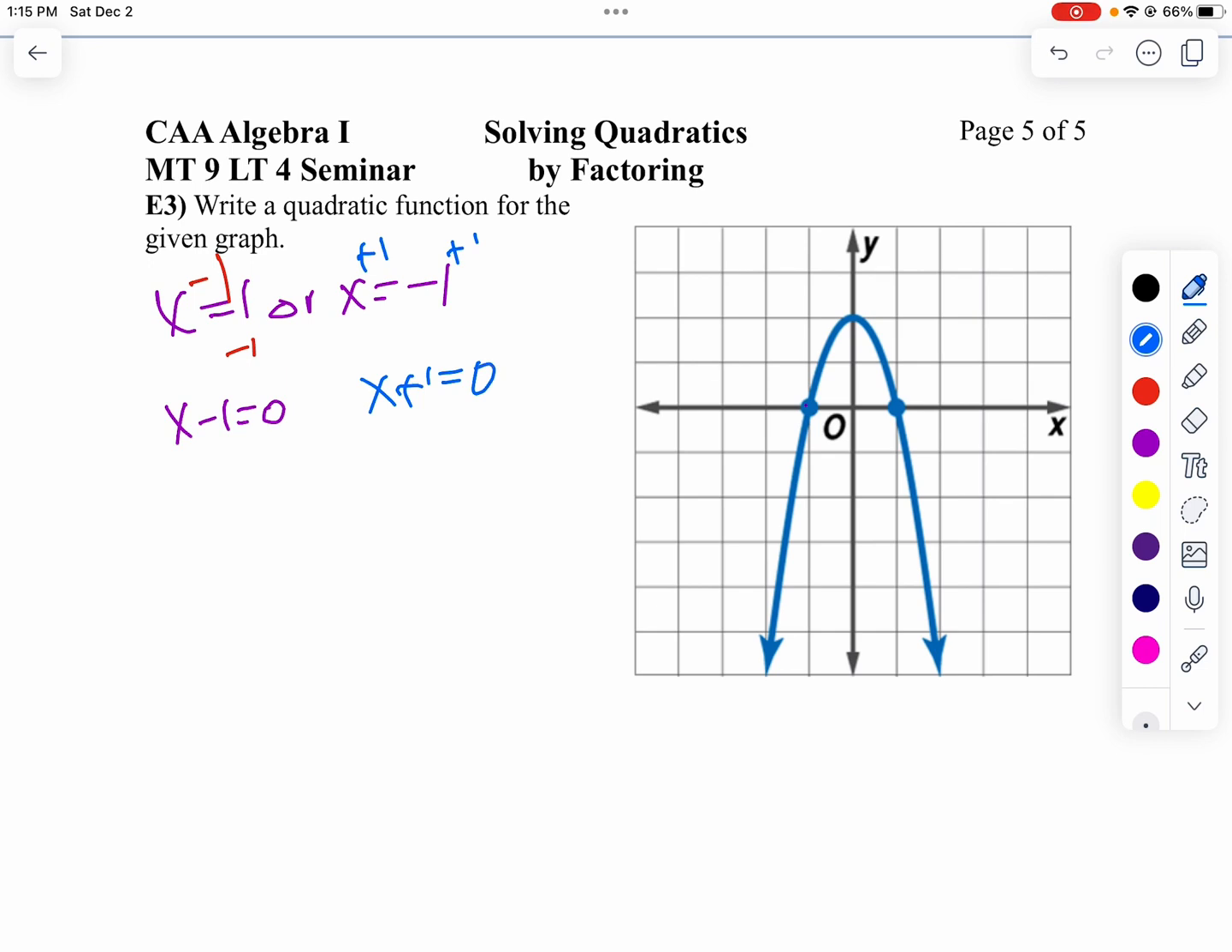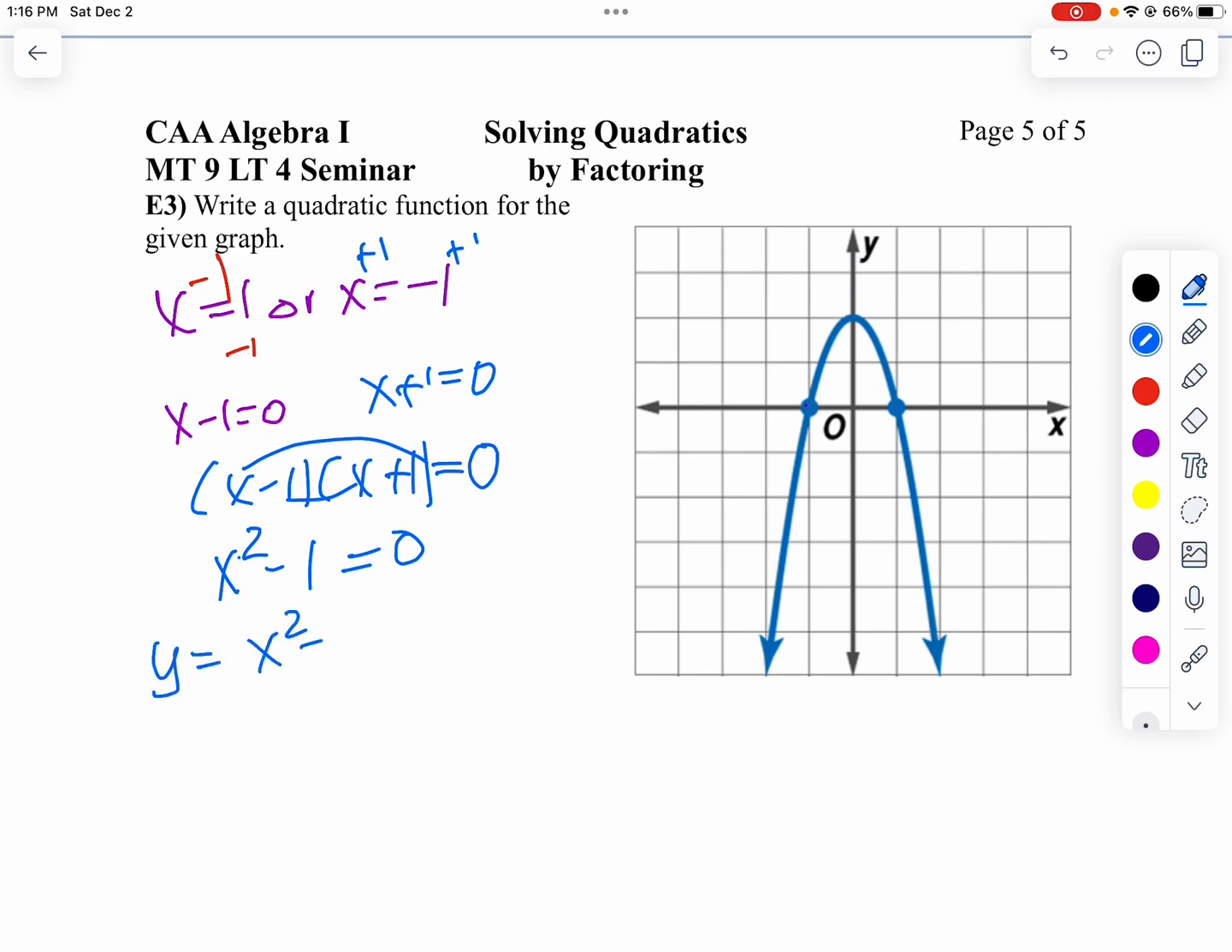Well, then we're going to use the zero product property. So we're going to say, oh, that means x minus 1 times x plus 1 equals 0. So then I'll get x squared minus 1, right? Because we take positive x and negative x, they cancel out. We get x squared minus 1 equals 0. So normally I'd say y equals x squared minus 1.